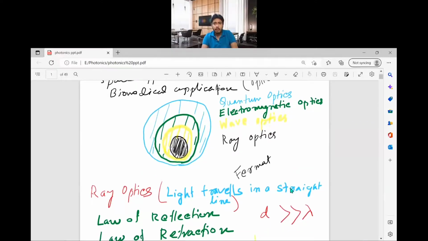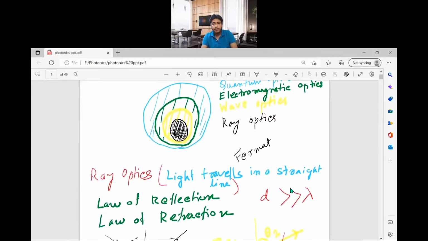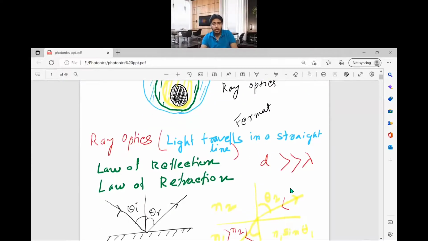In ray optics, we deal with the idea that light travels in a straight line, and Fermat is the first man who stated this. In this module, we only consider that the dimensions of the objects are much greater than the wavelength of the light. In this module, we can explain two phenomena, the law of reflection and the law of refraction, using ray optics.